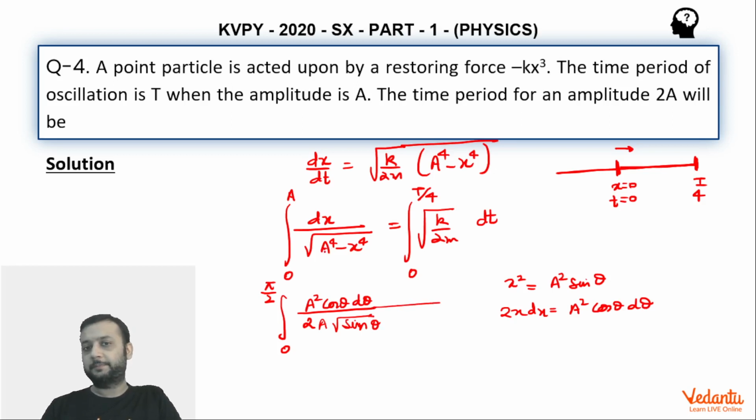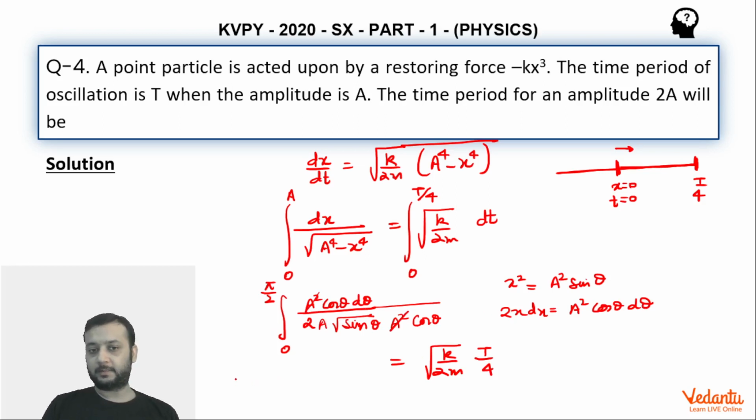So this will become a to the power 4 minus a to the power 4 sine square theta, which will become a square, 1 minus sine square theta is cos square theta. So this will become cos theta. Right? And on the right hand side we will have under root of k by 2m into capital T by 4. This is what we get. Right? Now the question is over, because if you see on the LHS what we are getting, this a square and a square will get cancelled. 1 by a will come outside.